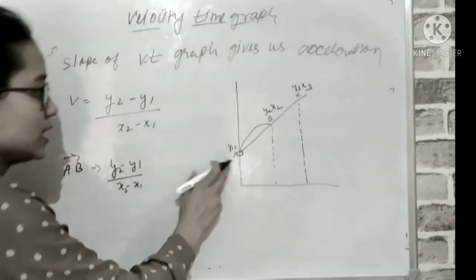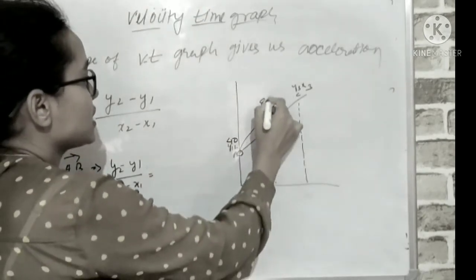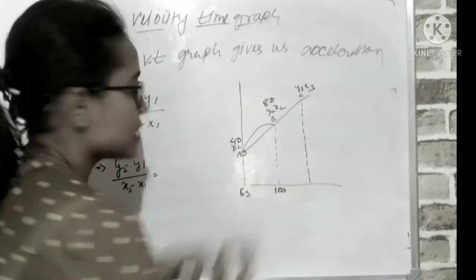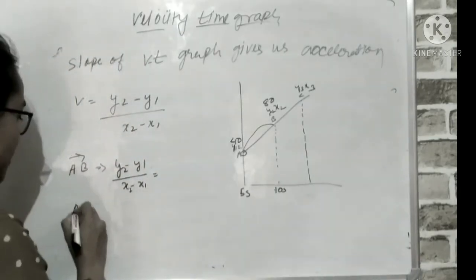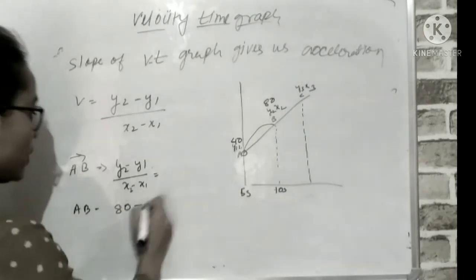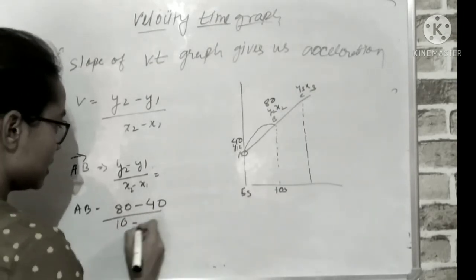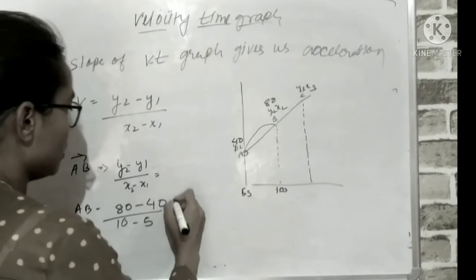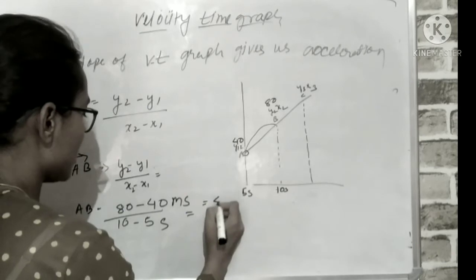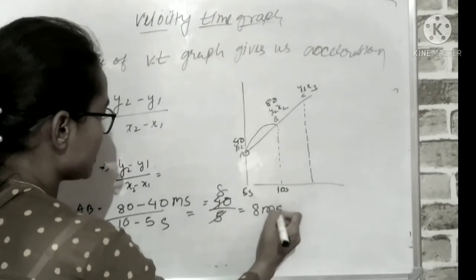Is not it? Okay. Now suppose let us take initial velocity is 40 and the final velocity is 80, in 5 seconds and 10 seconds. Now, how will I calculate the change in velocity? I will do y2, 80, minus y1, 40, by x2, 10, minus x1, 5. So, meter per second, second. 80 minus 40 will be 40. 10 minus 5, 5. It will be 8 meter per second square.